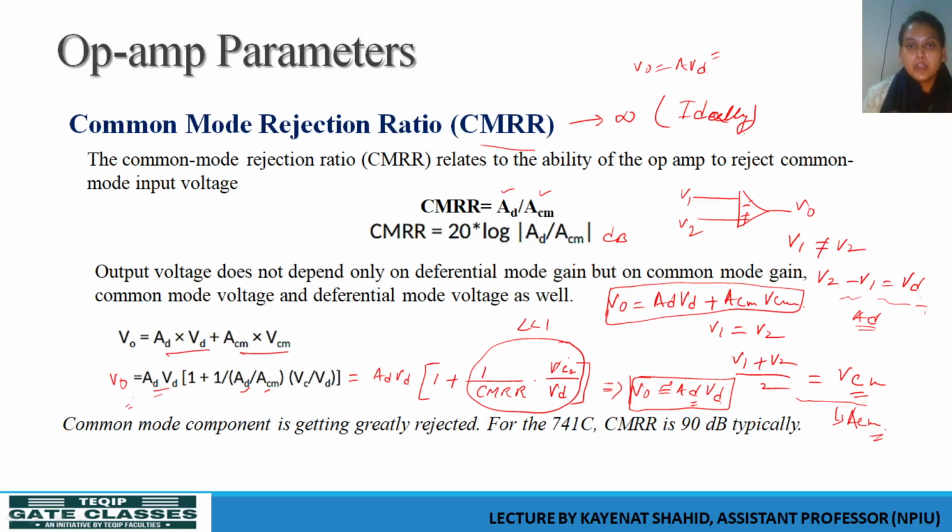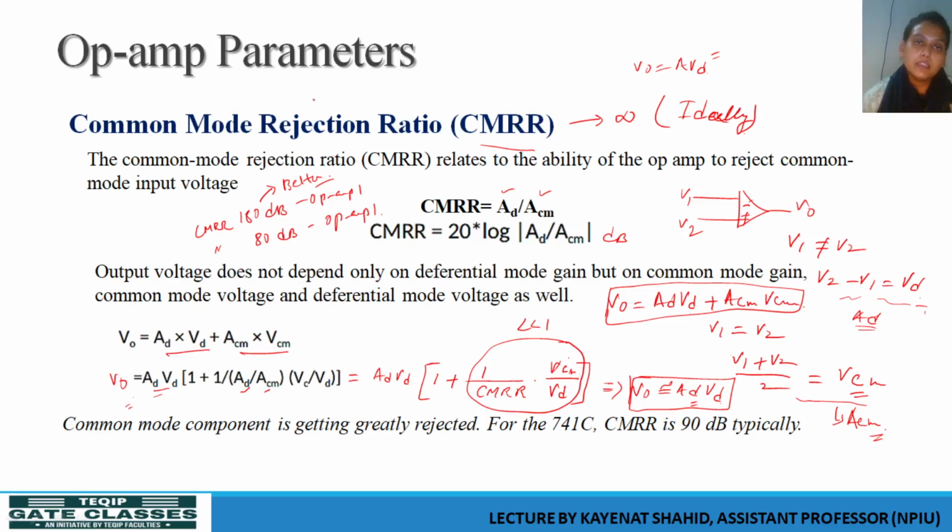Let's assume you have been given op-amps where CMRR is 180 dB for op-amp 1, and 80 dB for op-amp 2. Then which one will be better? It will be this one, the 180 dB one. This will be the better one. So that's why it is important.